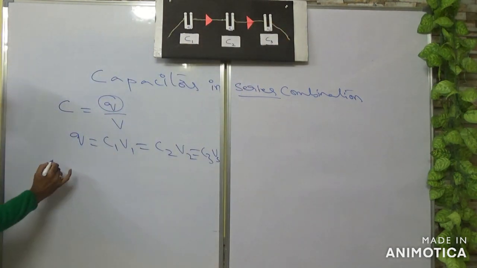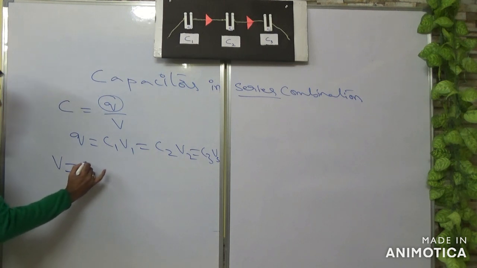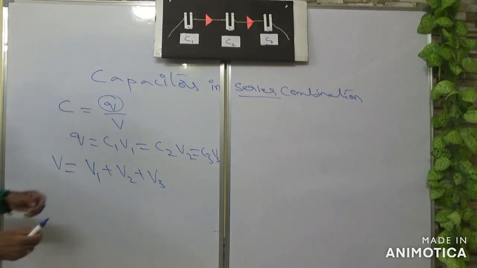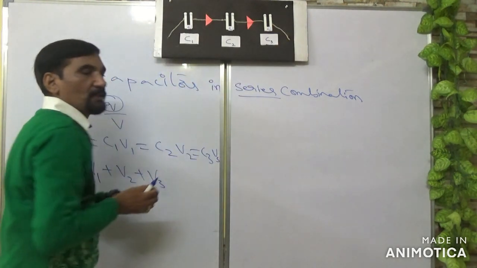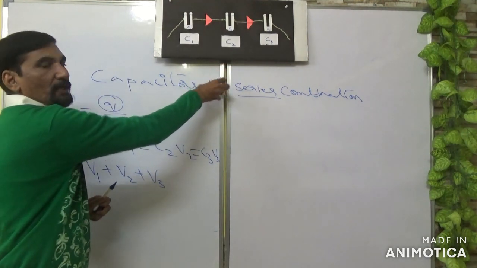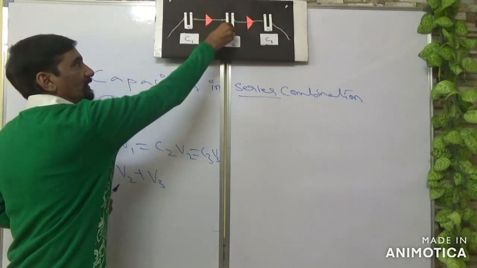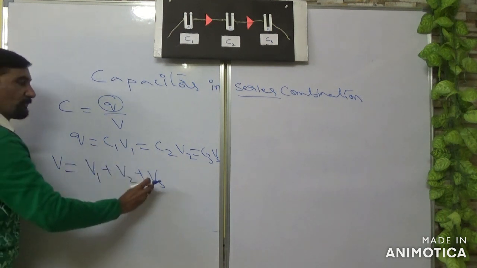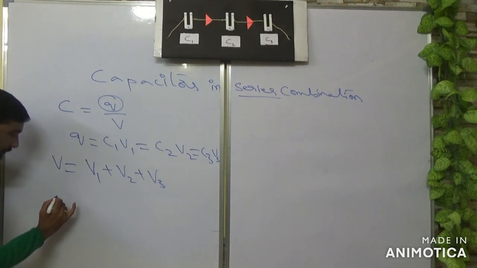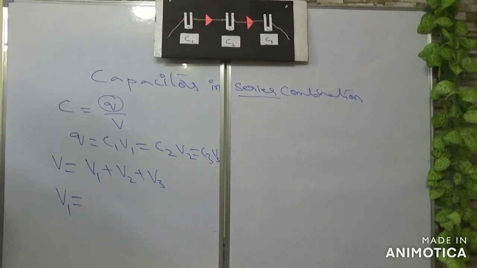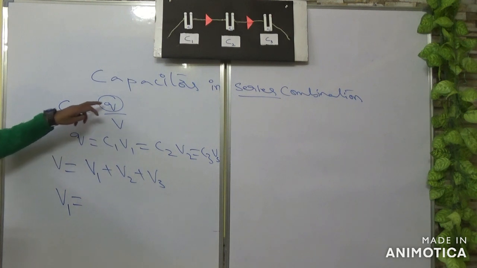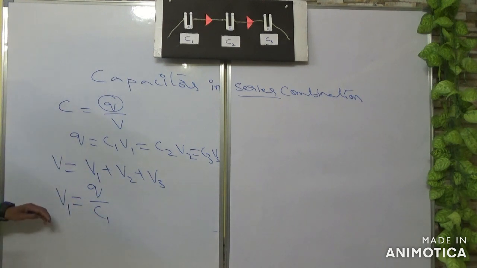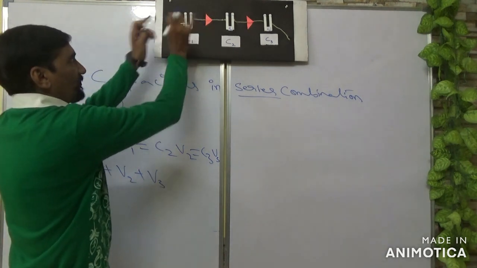The total potential difference is equal to the sum of the individual differences. Suppose the endpoints are connected to a battery and the total voltage supplied is V, with V1, V2, V3 across the first, second and third. Since C equals Q by V, V becomes Q by C. So V1 equals Q by C1, the potential difference across the first one.